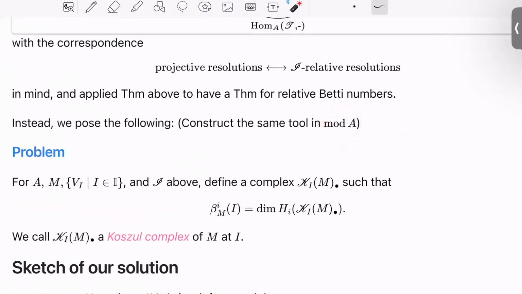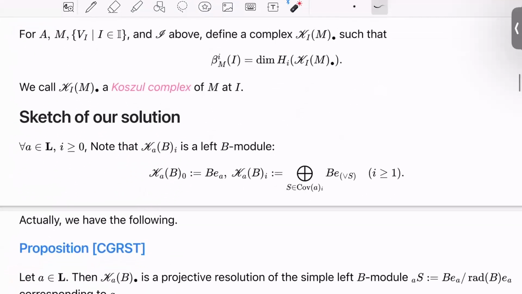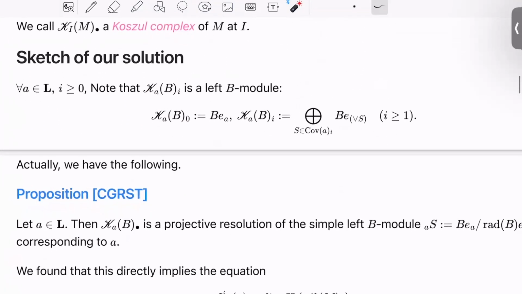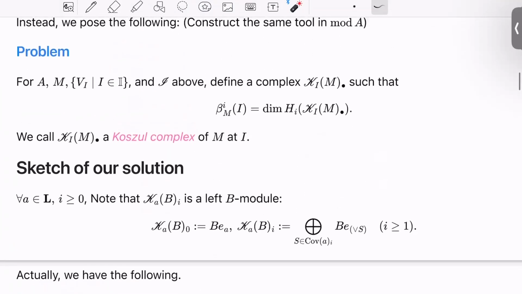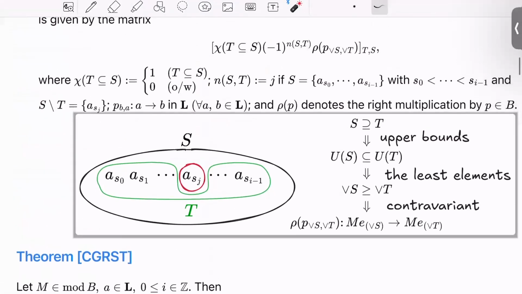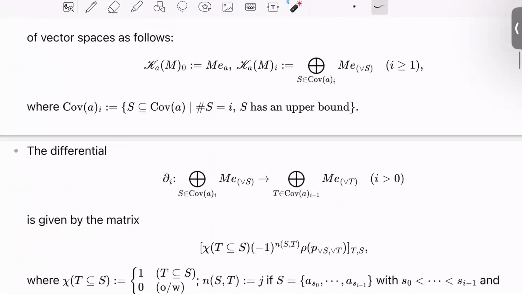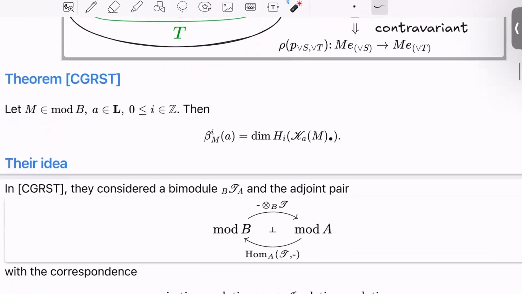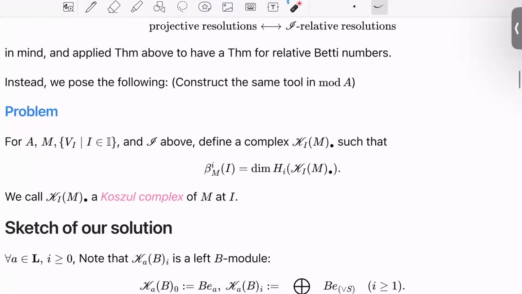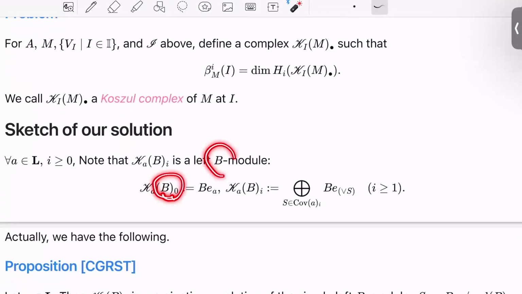of A. So now I first sketch the solution, our solution. Now, for A, this is a key point, and we take, instead of M, the complex K_A M, which was defined here as a complex. So change M to be B. B is the endomorphism algebra of L. So change M to B here. B is a B-B bimodule. The structure of left B-module is essential now here.